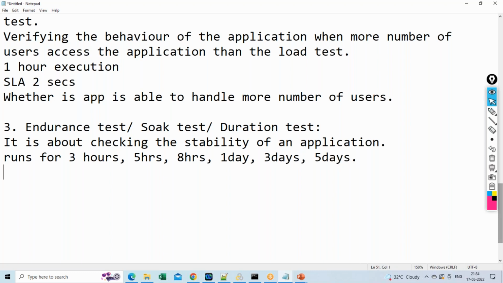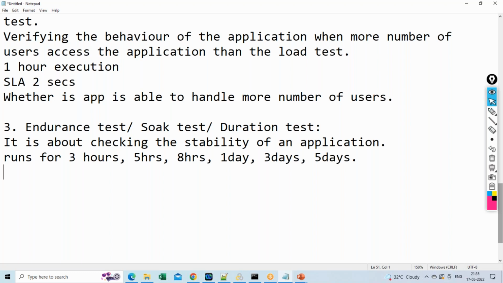Why are we running for such a long duration? Because we want to check the stability of an application, how the application is responding in the long run. Let's say I'm running the test for 5 hours. My target is to verify how the application responded in the first 1 hour, in the second 1 hour, and in fact in the last 1 hour. The expected thing is the application performance should remain the same during the complete 5 hours of the load test.